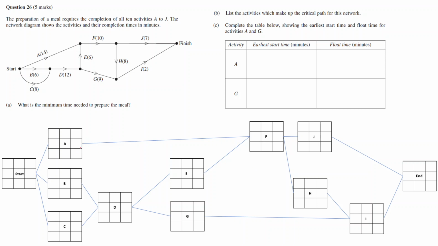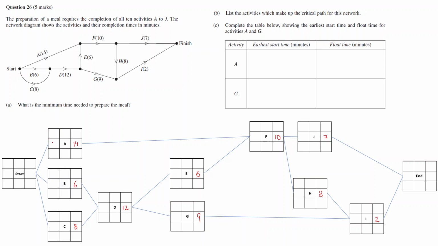The way I would start is to put the weights, the time that each activity takes to complete, in this block. That's what this block is for. So A takes 14, so you've got 14 here. B is 6, C is 8, D is 12, E is 6, F is 10, G is 9, H is 8, I is 2, and J is 7.